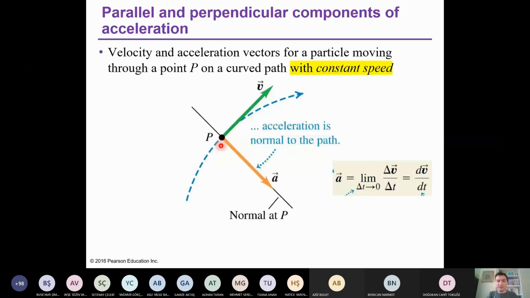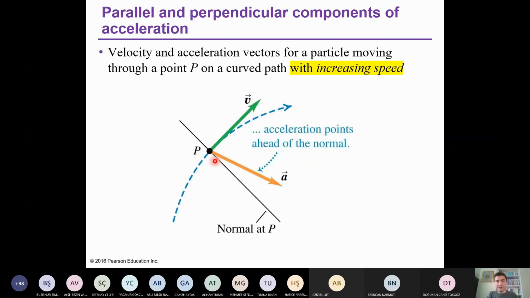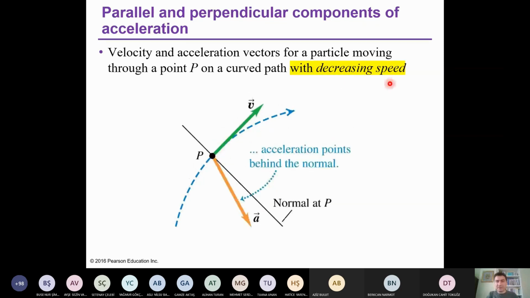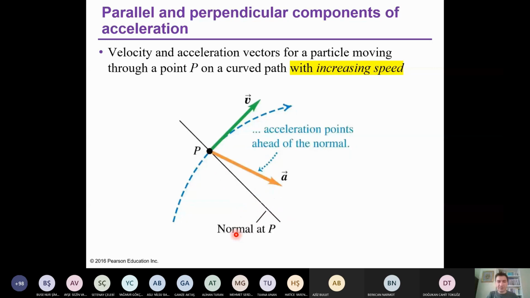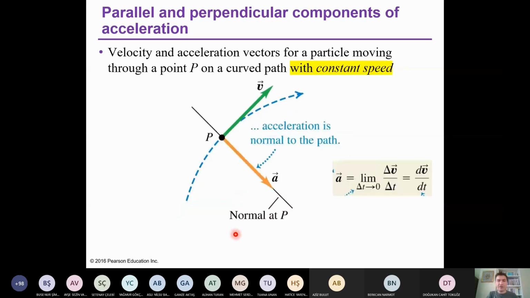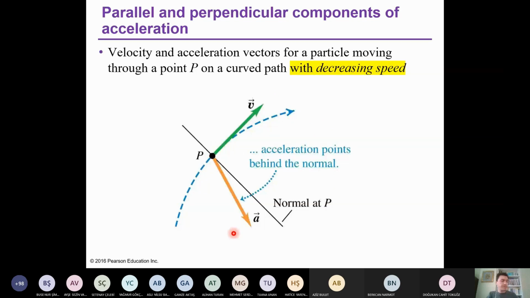You see, speed is constant, acceleration is normal to the path, and then if speed is increasing, then this is the acceleration direction, it points ahead of the normal, and if the speed is decreasing, then acceleration points behind the normal like this. Do you have any question related to these three transparencies for different speeds of the particle on a curved path? Okay, then let me continue.